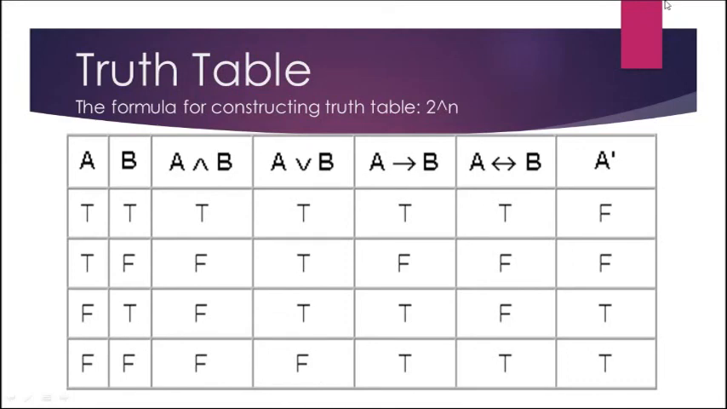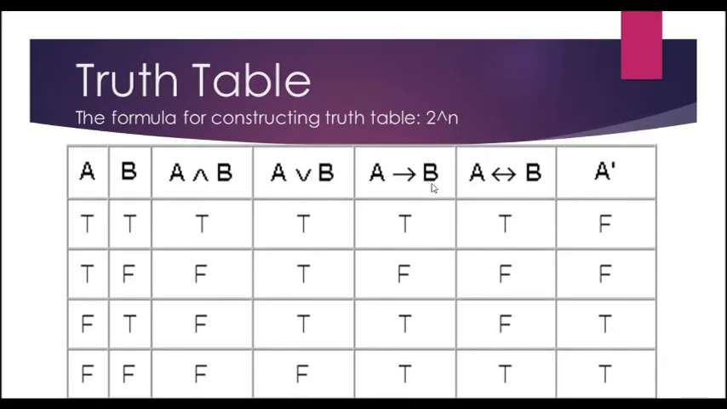Next column, we have your conditional statement, if A, then B. It says that using the conditional statement, magiging false lang po siya if the first statement is true, then the second statement is false. So we have true, true, true; true, false. We are going to have false. First statement is true, second statement is false, so we have false. False, true, true pa rin po siya. False, false, true pa rin po siya.